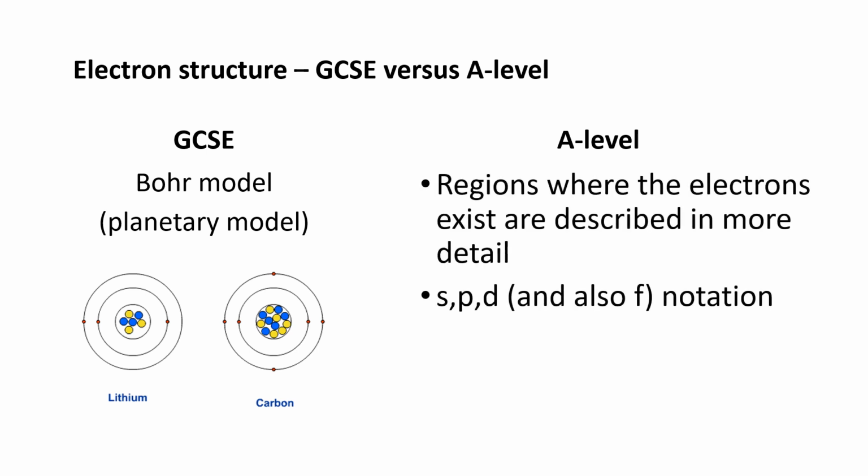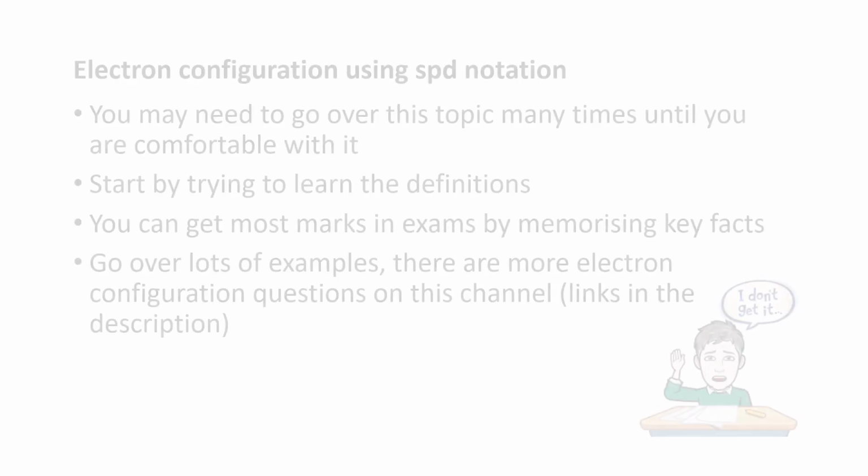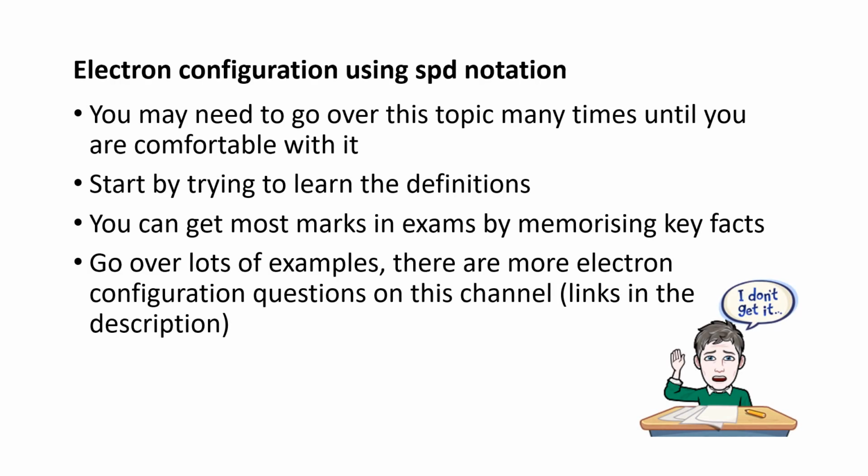At A level, we use SPD notation to describe the regions where electrons exist in more detail. You may need to go over this topic many times until you are comfortable with it. Start by trying to learn the definitions. You can get most marks in exams by memorizing key facts. Go over lots of examples.